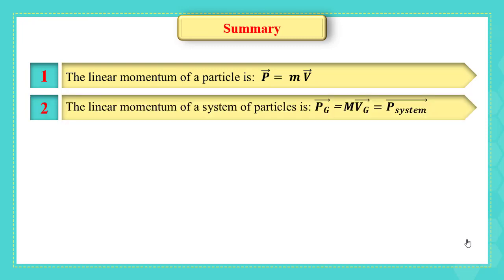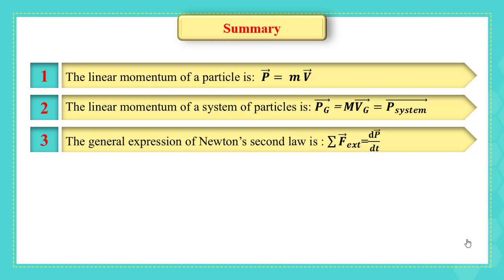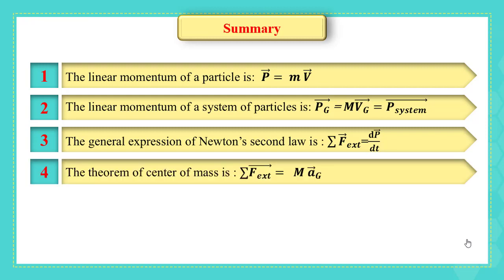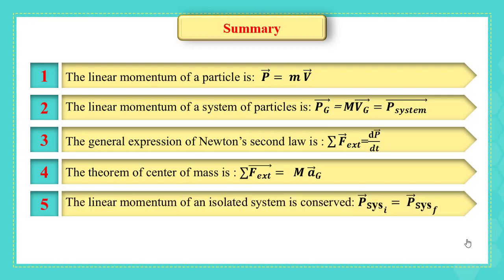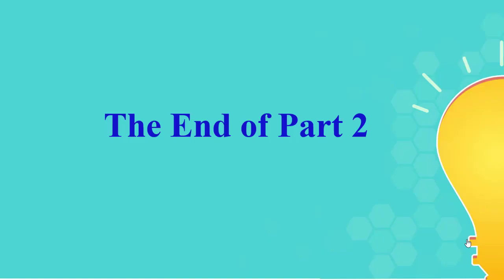To sum up, the linear momentum is given by P equals mass times V. If it's for a system, then P G equals m vG vector, which is the P vector of the system. The general expression of Newton's second law is the sum of F external vector equals dP vector by dt. The theorem of center of mass is the sum of F external vector equals m a vector G. And finally, the linear momentum of an isolated system is conserved. Then P vector of the system initial equals P vector of the system final. This is the end of the second part of this lesson. Please take notes and study them.